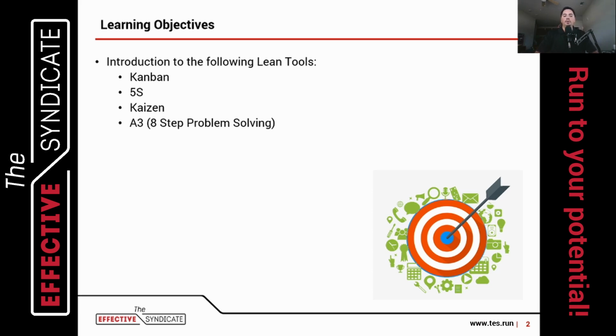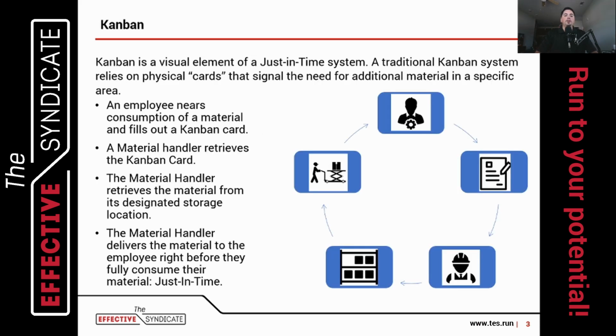Now, these certainly aren't all of the tools available to us, and we will cover others in different modules, but these are some of the principal ones. First one here is Kanban. So essentially Kanban is a visual element of a just-in-time system. Traditionally the system works on physical cards that indicate when a material is needed in a certain location.